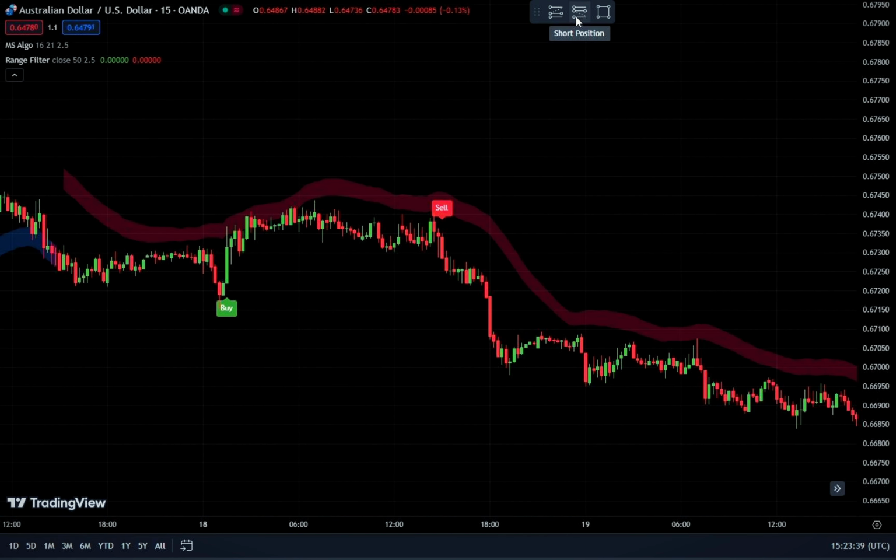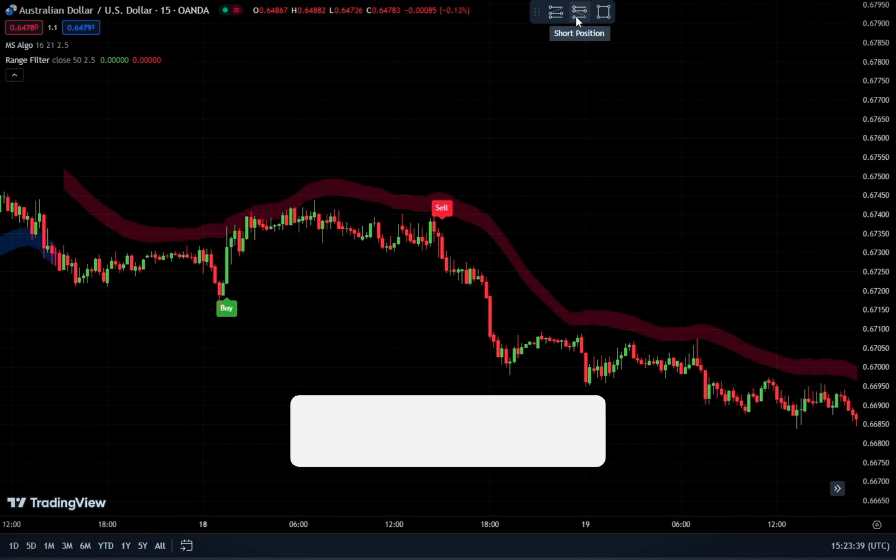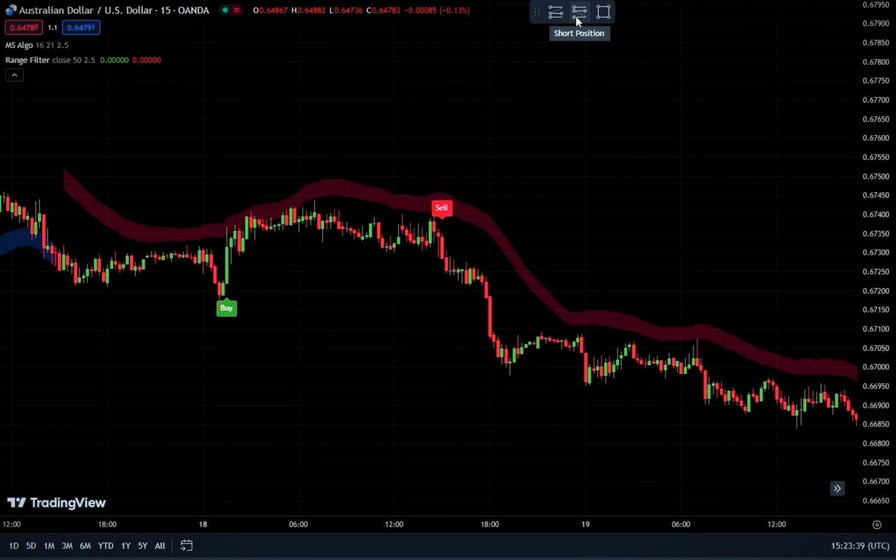If the Market Structure Algo indicator is red and above the price candlesticks, it indicates a bearish trend. At this point, you will look for the best spot to place a sell order. Wait until the price candlestick retests the Market Structure Algo area. After the retest occurs, wait for a sell signal from the Range Filter Buy and Sell indicator as confirmation.